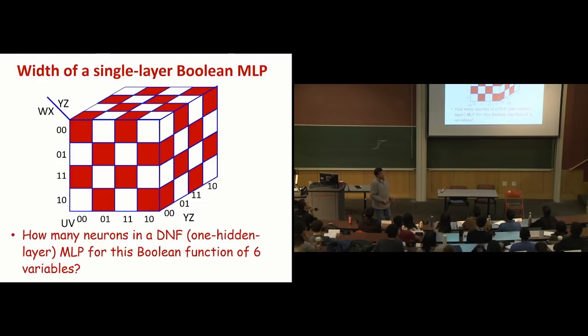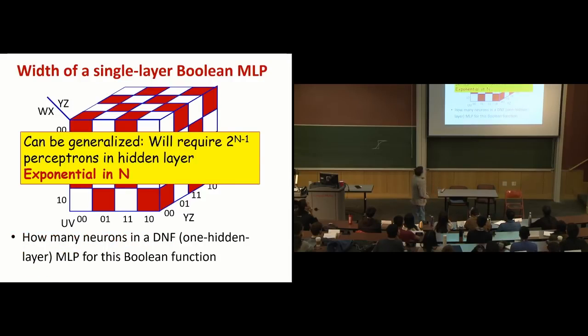So suppose I have the three-dimensional, or actually, this is the three-dimensional equivalent of the Karnaugh map. It has 6 variables. It has 64 cells. And here every alternate cell is a 1. How many neurons will I require in the hidden layer? 32, right? So here you go. In general, if I have n inputs, in the worst case, I'm going to require 2 raised to n minus 1 perceptrons in the hidden layer.